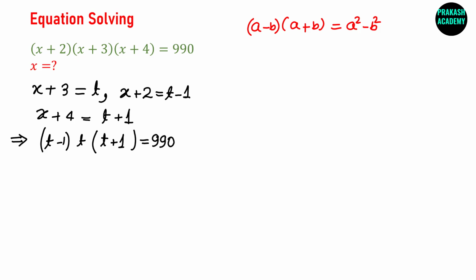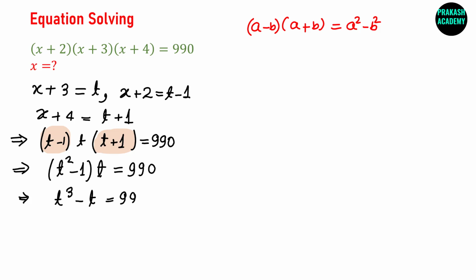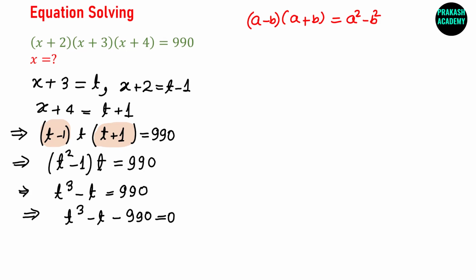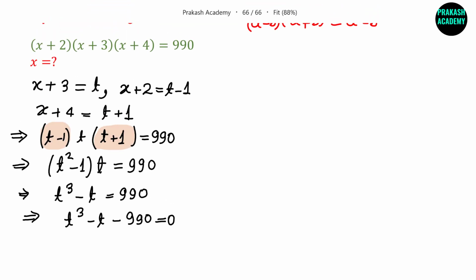So I can write this as t square minus 1, taking these two terms together, and then this multiplied by t equals 990. So let us multiply further. This will be t cube minus t equals 990. Or if you take 990 to this side, t cube minus t minus 990 equals 0. So this is a cubic equation.